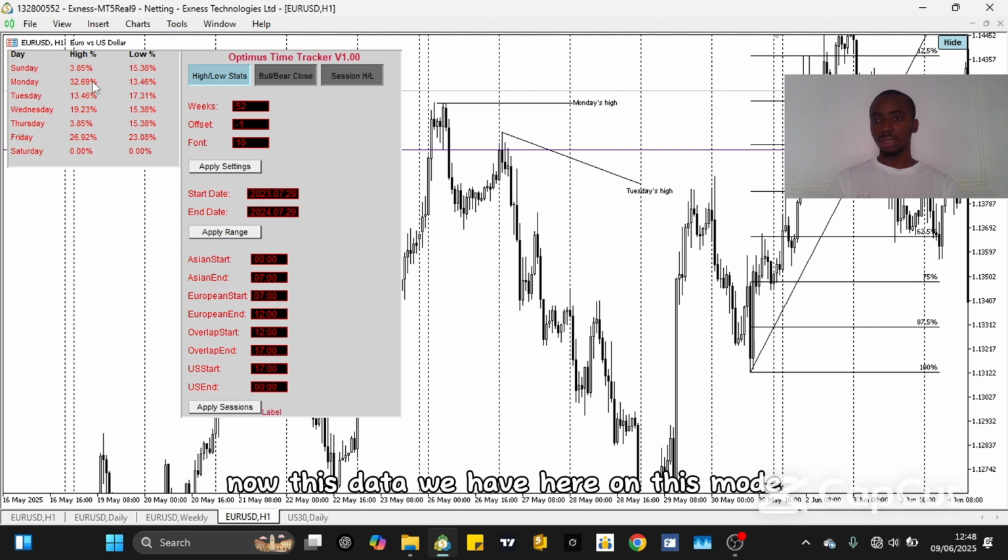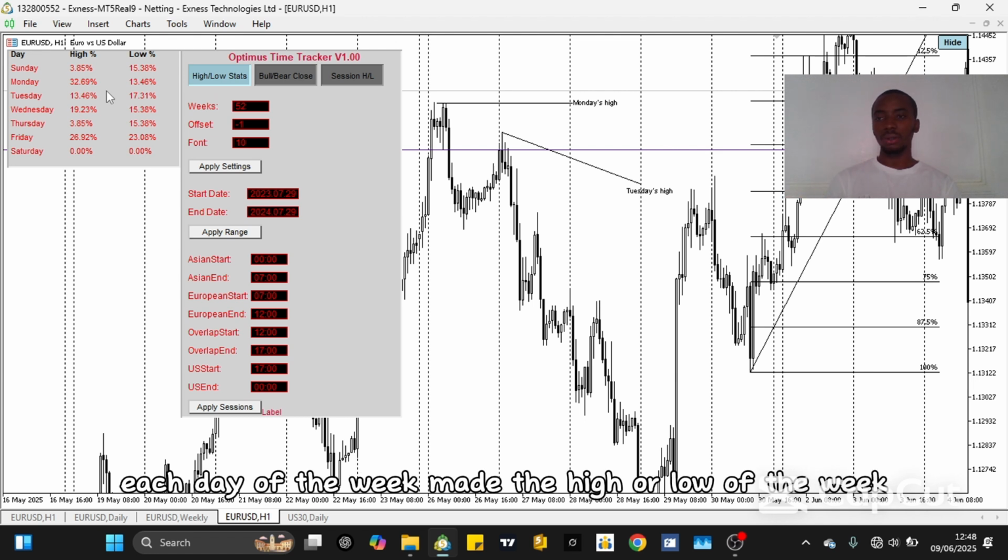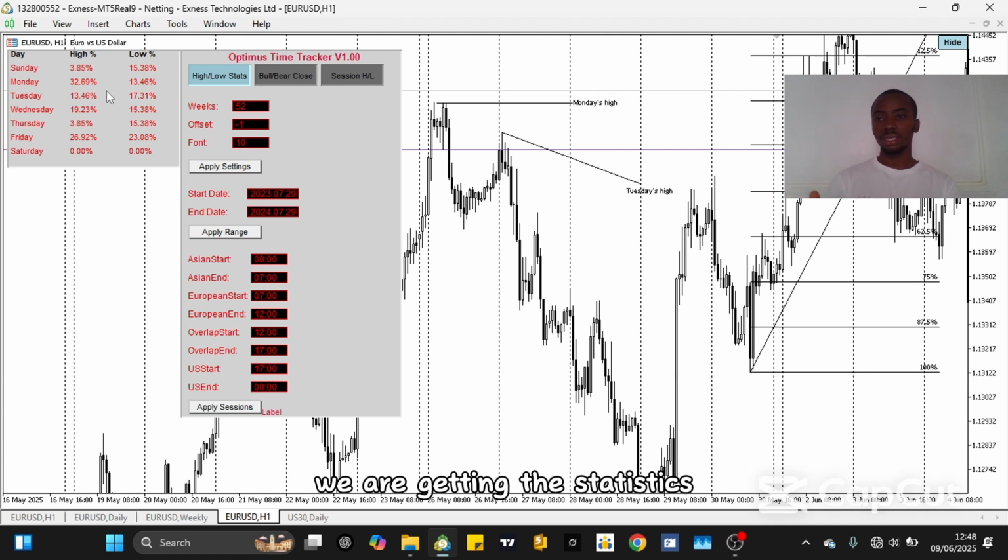Now, the data we have on this mode is for the weekly high and low start. We are looking at 52 weeks to see how each day of the week made the high or low of the week, right? So we are getting the statistics for the frequency of how each day of the week made the high or low for that week. What we can see here is Monday has about a 2.69% reading on this chart, which means that 2.69% of the time Monday has made the high, sorry, of the week within this look back period.